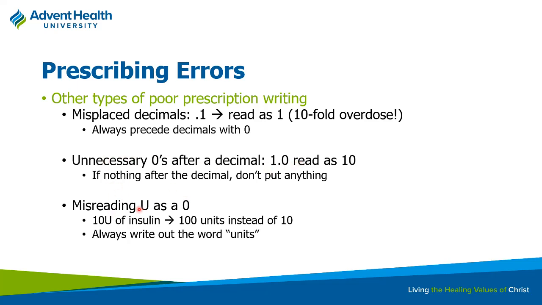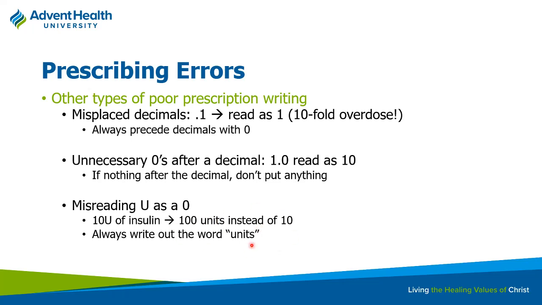And then don't just use U. U normally refers to what? Units. Instead, write out units, because U could be misread as a 0. So for instance, if someone wrote 10 U of insulin, it can be misread as 100 units. And guess what? That could kill that patient, right? So you've got to be really careful with this stuff. So just write out units.